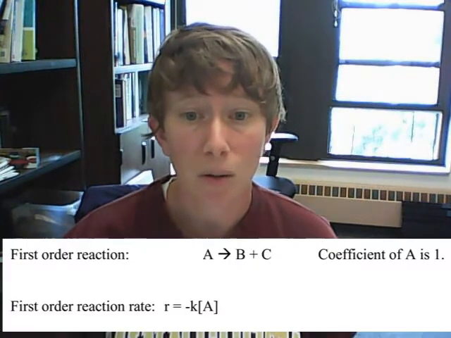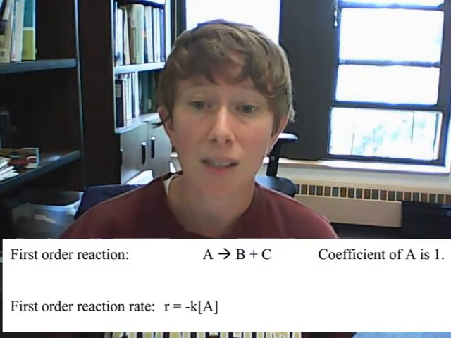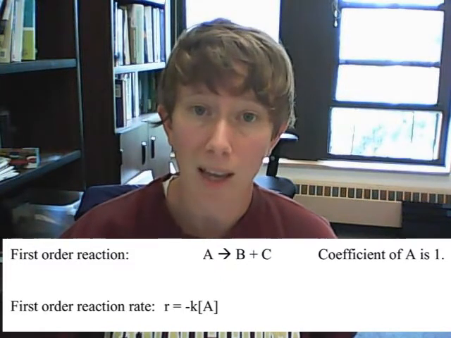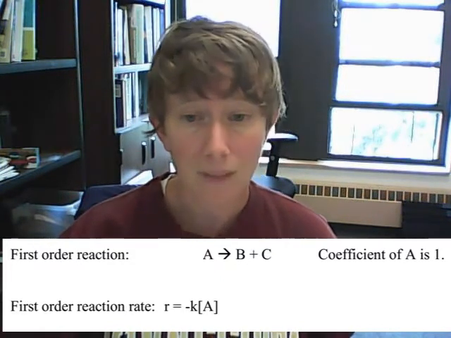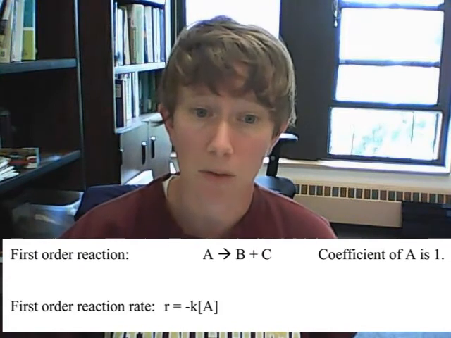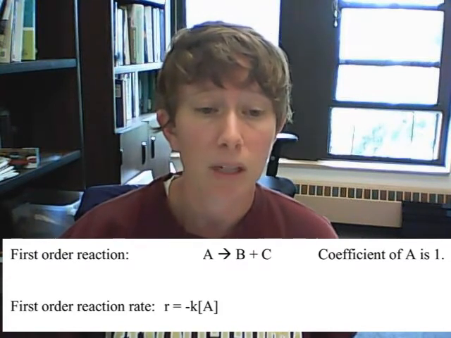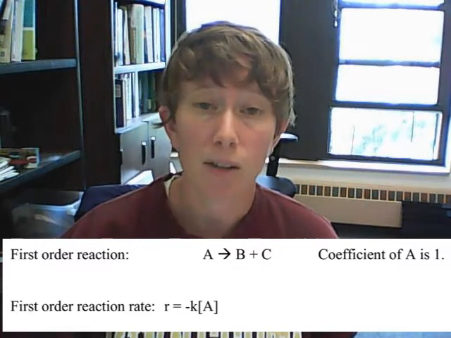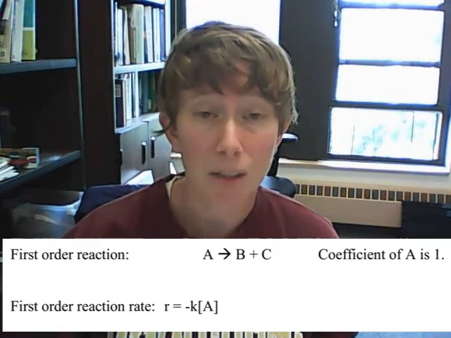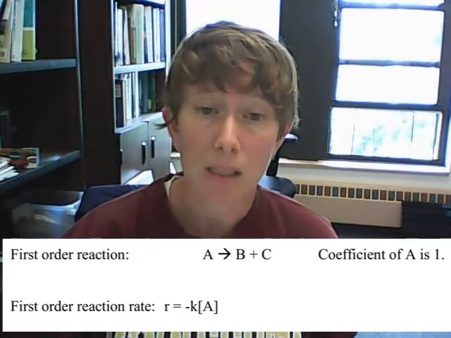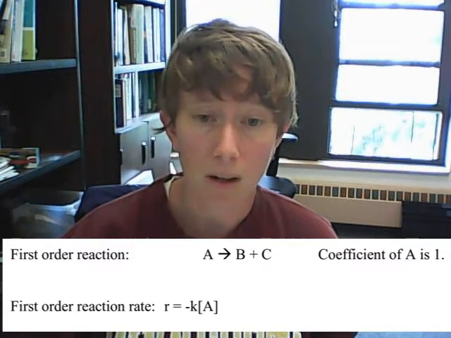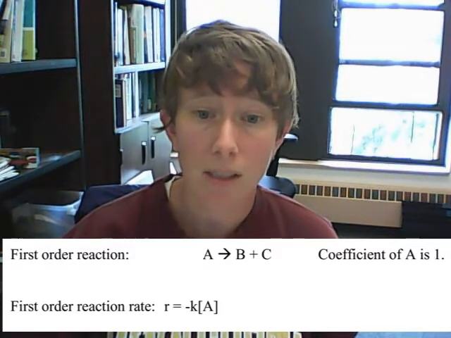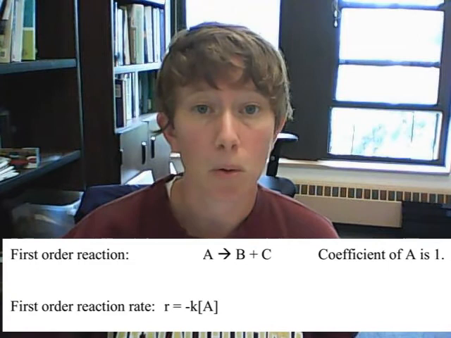So here is a first order reaction where A is going to be C, and you can see that the stoichiometric coefficient of A is going to be 1. And so this indicates that it might be a first order reaction, and we can write the first order reaction rate here. So we have a negative on the rate because A is disappearing. K is the reaction rate constant, and then multiplied by the molar concentration of A.